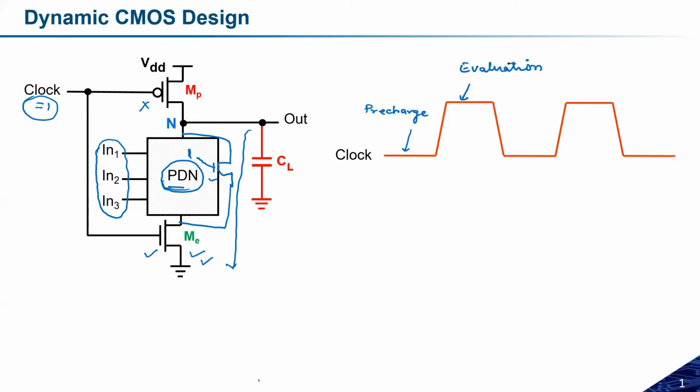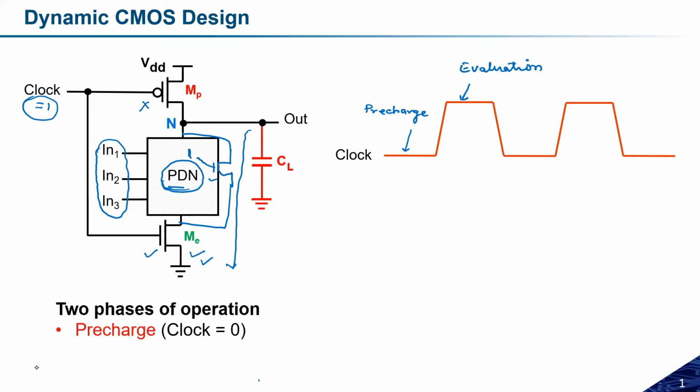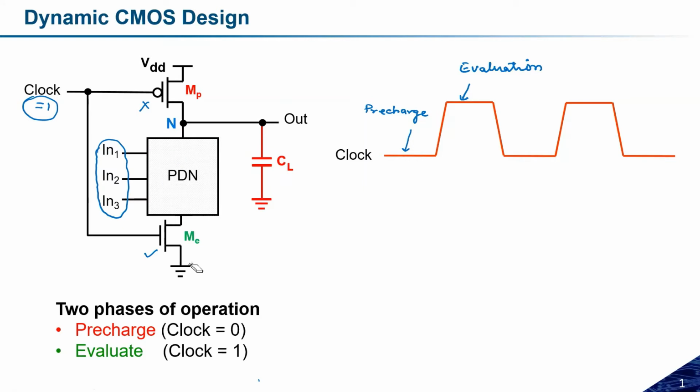So we have two phases, pre-charge and evaluation. Pre-charge will be there if the clock is equal to 0, and evaluation will be there if the clock is equal to 1. Now the question is, we need to come up with some conclusion out of this discussion.